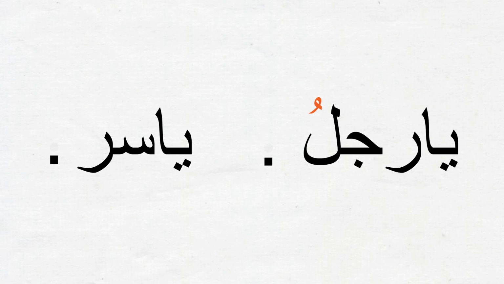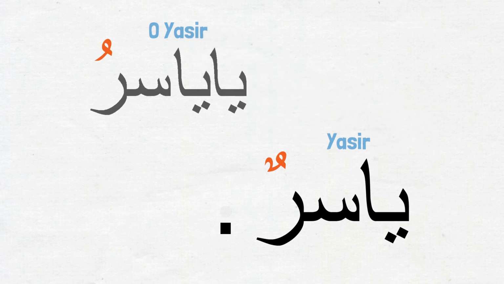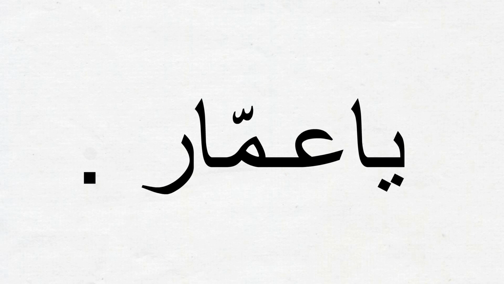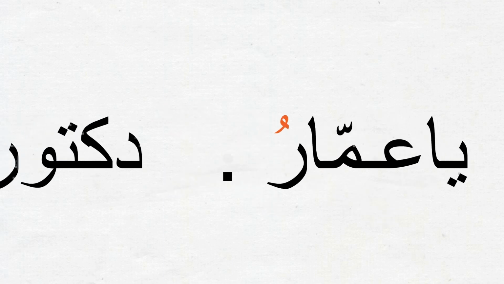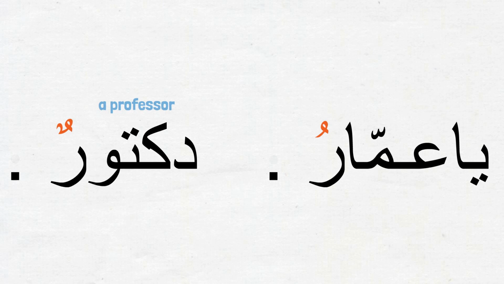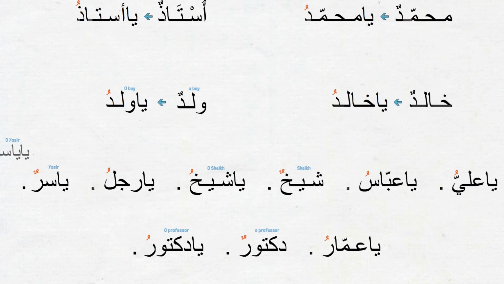I hope you didn't get tricked by this one. Here, ya is part of the name Yasir. It is not HARFU-NNIDAA. So we should read this ism with tanween as Yasirun, not Yasiru. But if we had the actual HARFU-NNIDAA, it would be Ya Yasiru. Next one. Ya Ammaru. Next we have Dukturun, because this one is regular indefinite ism, which should end with tanween. But here we have ya coming before it, so it should be Ya Dukturu.